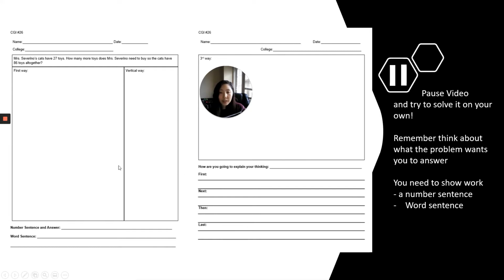Then after you're done, out of all these 3, how are you going to explain one of these if you were to showcase it to the class? So this is going to really help your thinking and help us when you get back to the classroom. So I'll see you in a little bit. Get solving.